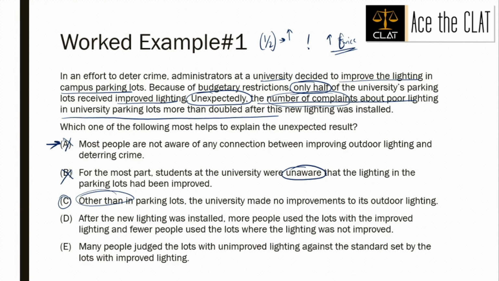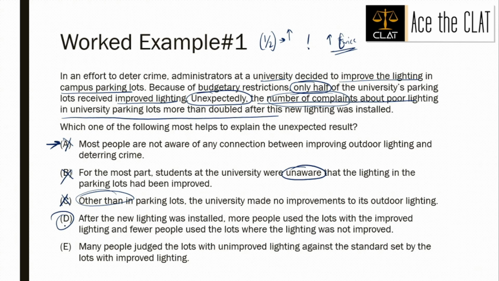Option C is saying that other than parking lots the university made no improvements. Well, that is not relevant over here. So that is why even C is not our correct answer. D says after the new lighting was installed, more people used the lots with the improved lighting and fewer people used the lots where the lighting was not improved.